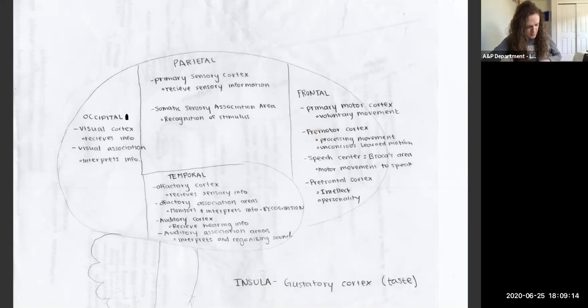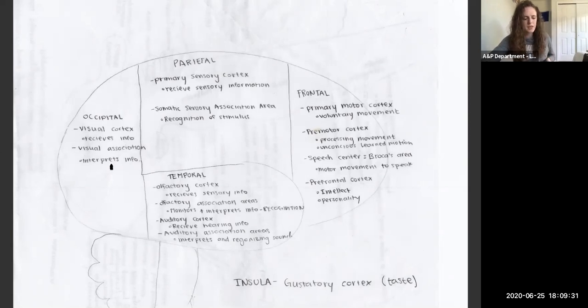Last ones, occipital. Oh, in your bucket goes insula first. The insula has a gustatory cortex, meaning that this is just responsible for taste. Insula, taste. Insula, taste. All you really need to know.